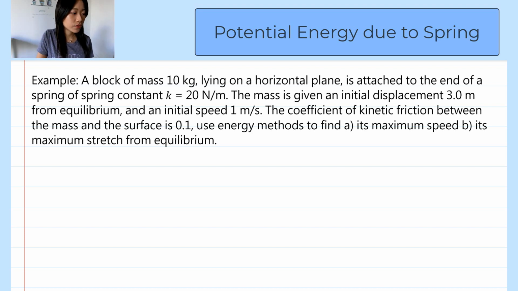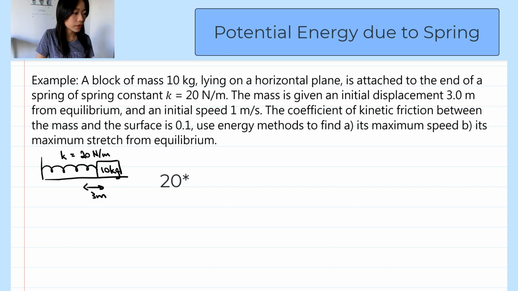Let's start with a sketch. So there is a horizontal plane and a mass is attached to the end of the spring. The mass is 10 kilograms and it is 3 meters away from the equilibrium point. We know that the spring constant k is 0.2 and the coefficient of kinetic friction is 0.1. Let's start with part A.